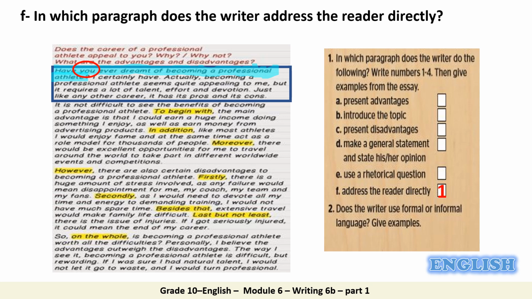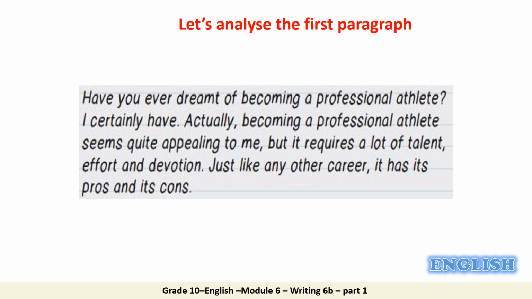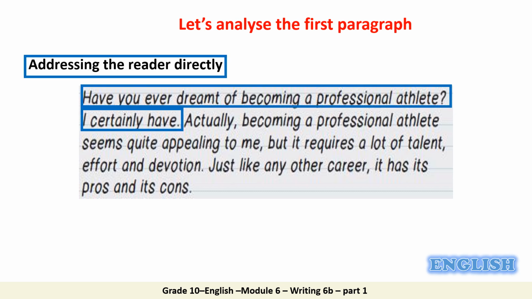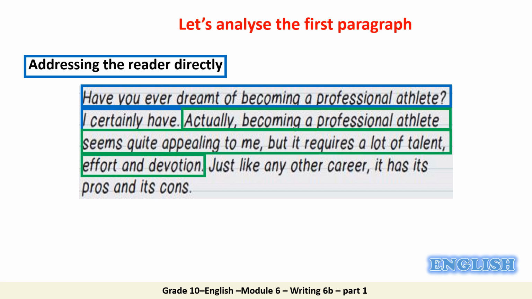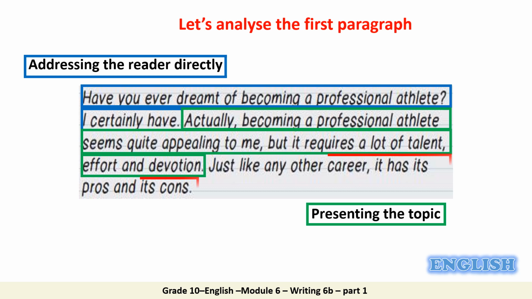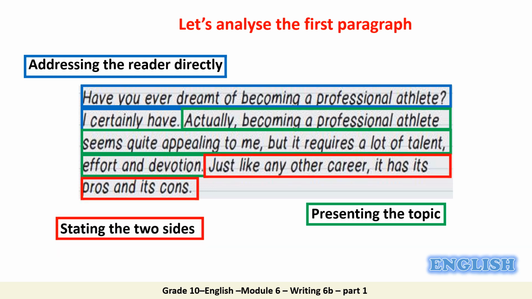Very good. All right, now let's analyze the first paragraph. So we said that in the beginning we have addressing the reader directly. After that, how do we call this sentence? Becoming a professional athlete seems quite appealing to me, but it requires a lot of talent, effort, and devotion. This is presenting the topic very simply. And finally, you have to tell the two sides. You have to state that there are pros and cons, or that there are advantages and disadvantages.